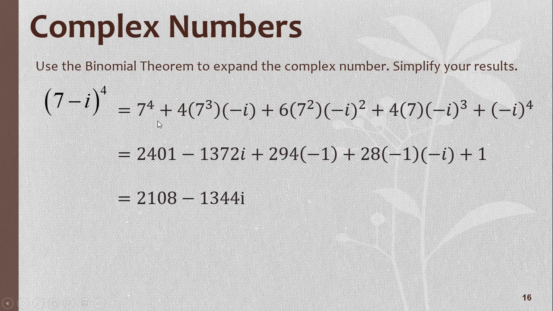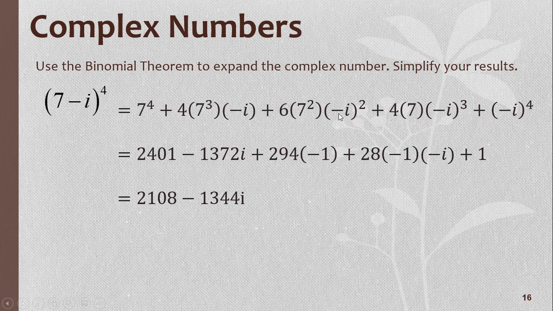Negative i to the 0th is just 1. Negative i to the 1st, negative i squared, negative i cubed, negative i to the 4th. So this is easy enough to multiply the real terms, but what about the imaginary terms here? So here I've got negative i, so that becomes a negative 1372i.